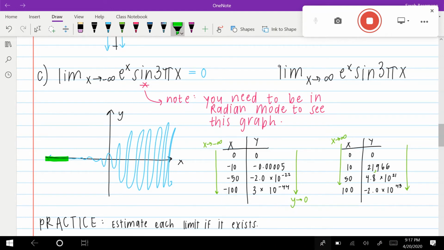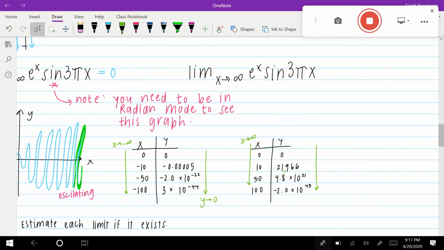Notice on my graph, I'm bouncing up and down, up and down. This is called an oscillating graph. Excuse my spelling, I'm not sure if I spelled that right. On an oscillating graph, my y value is not approaching a single number. It's bouncing up and down, back and forth. So what I would say for this limit is that this limit does not exist because it is not approaching a certain number or a certain value.